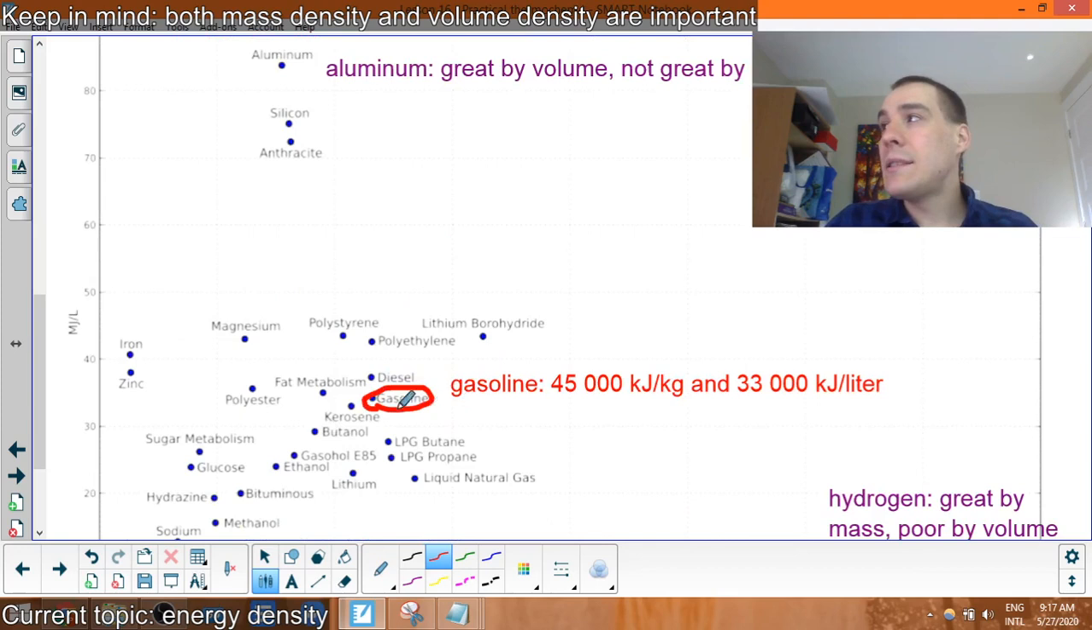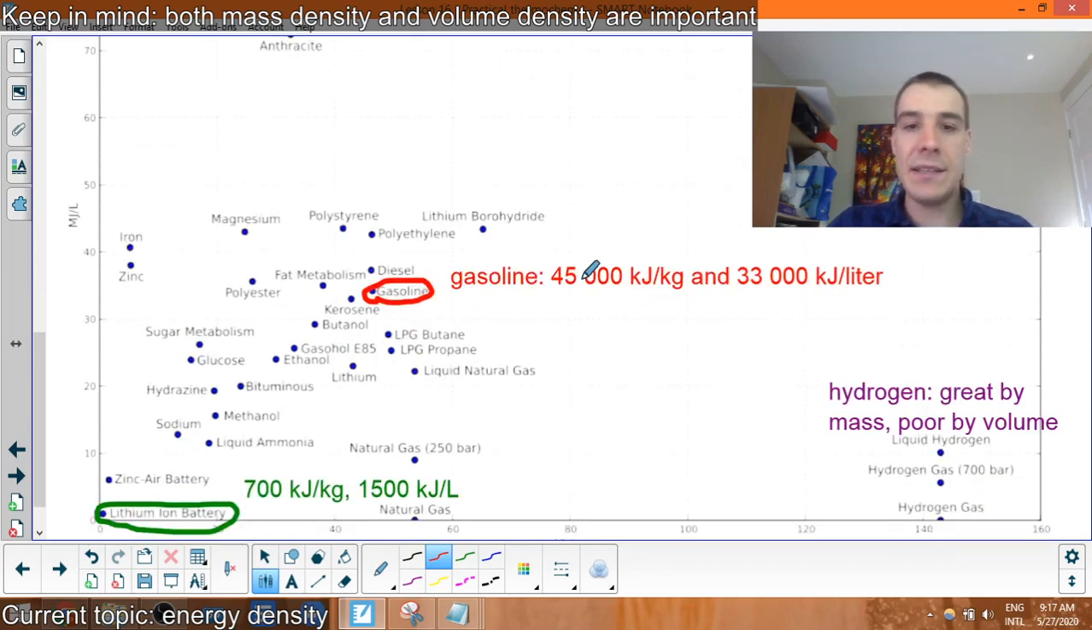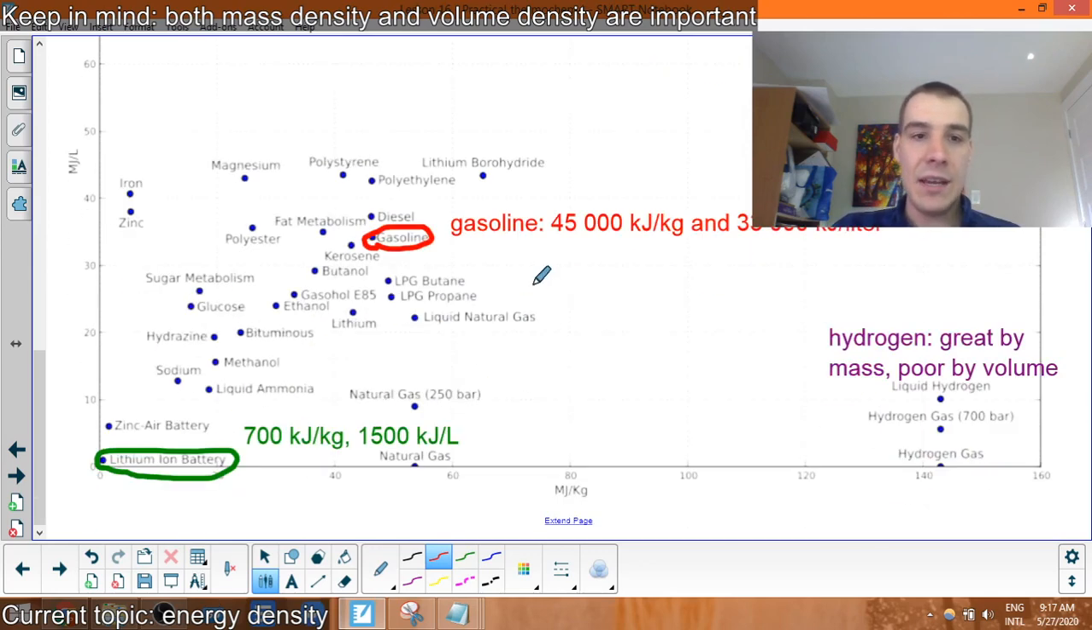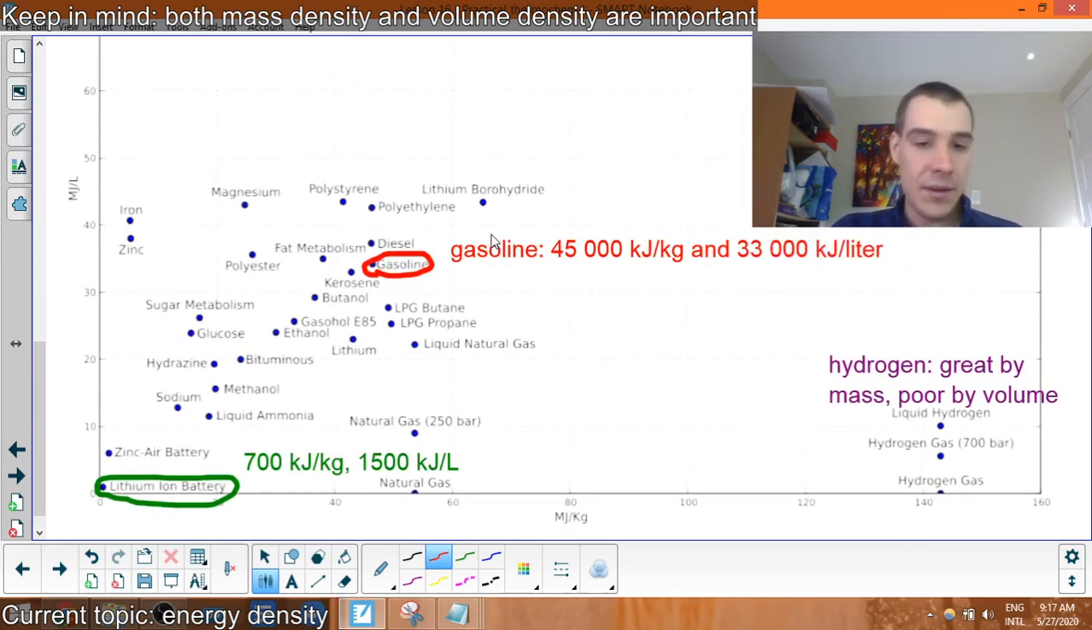So gasoline kind of hits this sweet spot of having high density in terms of both mass and volume, and that's why we're probably not going to get away from fossil fuel powered commercial air travel any time soon. There are companies working on short hops, planes that can stay in the air for like an hour, that use batteries, but I think jet fuel is going to be the king of commercial air travel unless we find some other energy source for air travel.